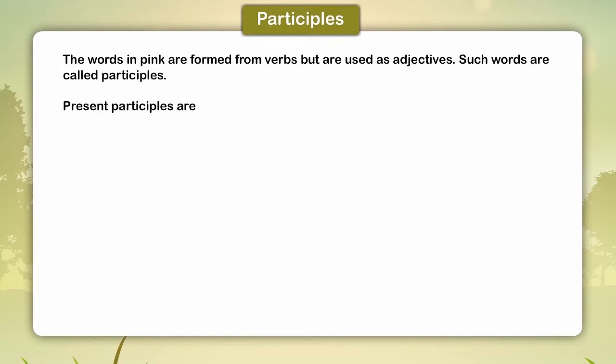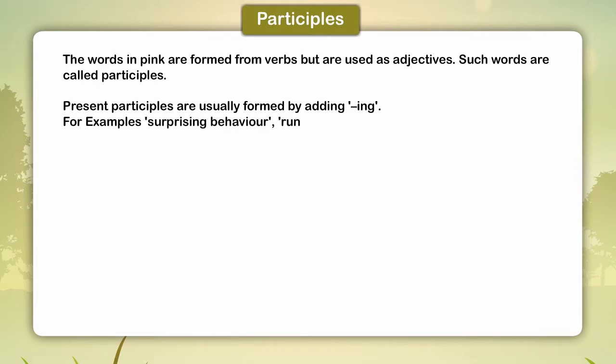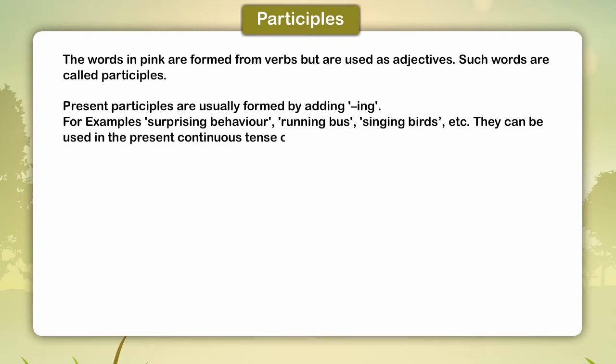Present participles are usually formed by adding ing. For examples, surprising behavior, running bus, singing birds, etc. They can be used in the present continuous tense or as adjectives.